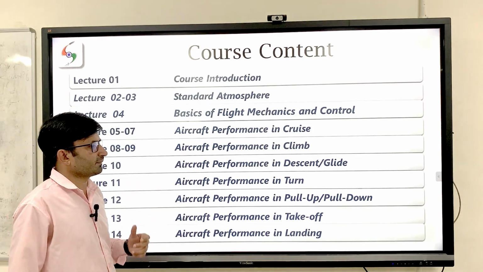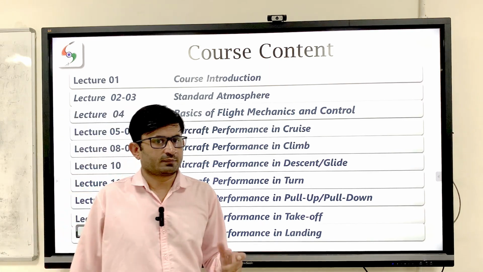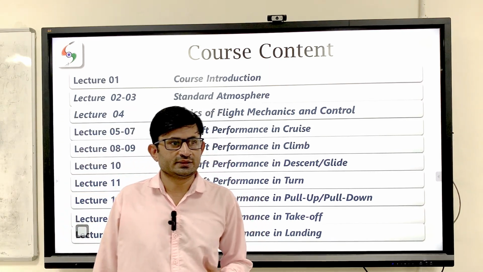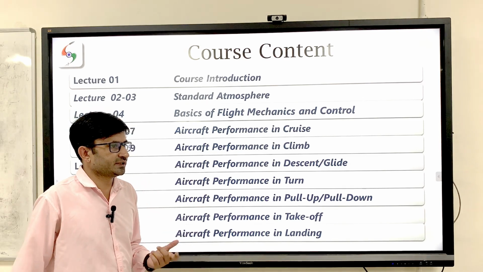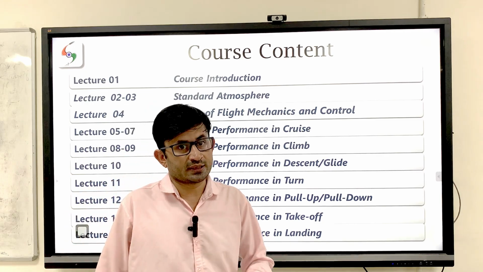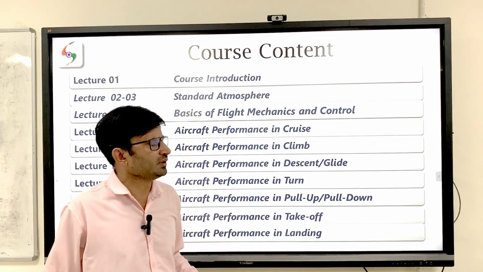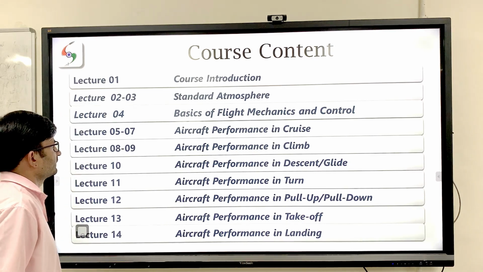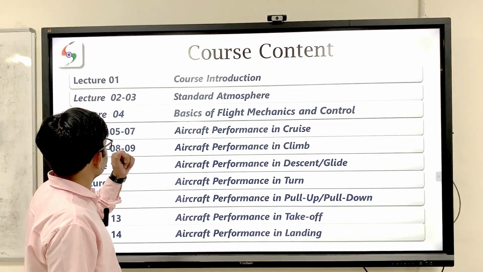These are the different types of atmospheric layers we will discuss, where you will see that temperature is decreasing or increasing in different fashions, and pressure and density always decrease with altitude. That sort of thing we'll see in the standard atmosphere lecture.